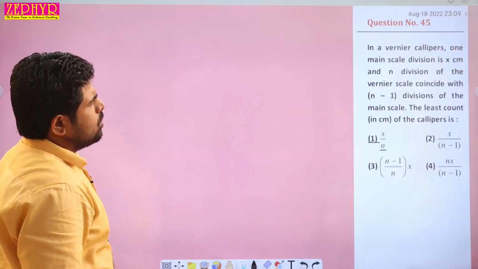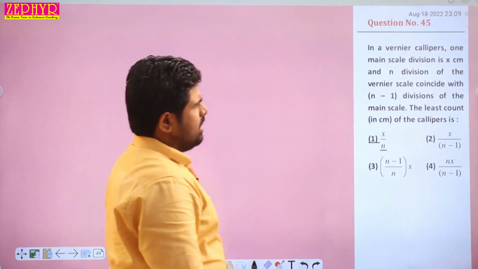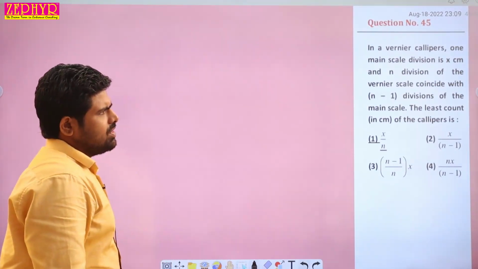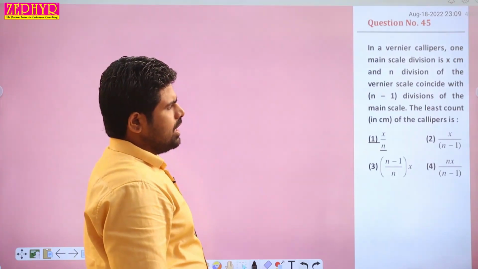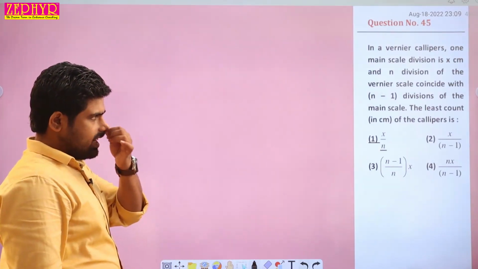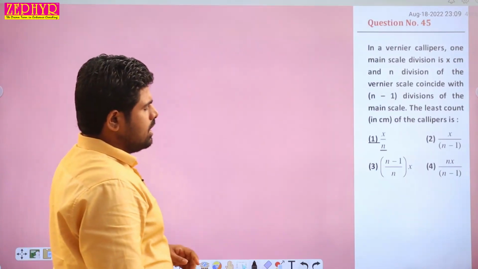Okay, so question number 45. In a vernier caliper, one main scale division is x centimeter and n divisions of the vernier scale coincide with n minus 1 divisions of the main scale.